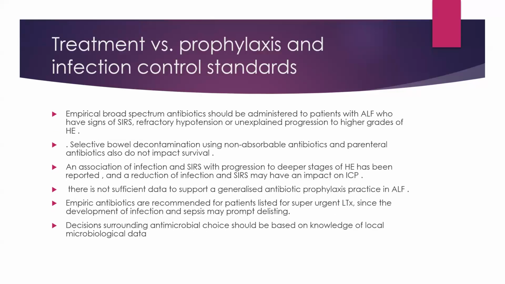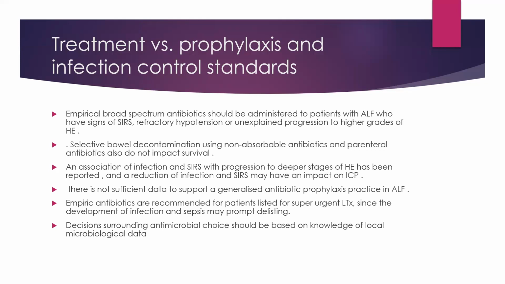Treatment versus prophylaxis and infection control standard. Empirical broad spectrum antibiotics should be administered to patients with the ALF who have signs of SIRS, refractory hypotension, unexplained progression to the high grade of HE. Selective bowel decontamination using non-absorbable antibiotic and parenteral antibiotic also do not impact survival. An association of infection and SIRS with the progression to the deeper stage of HE has been reported, and reduction of the infection in the SIRS may have an impact on ICP. So there is no sufficient data to support generalized antibiotic prophylaxis practice in ALF.